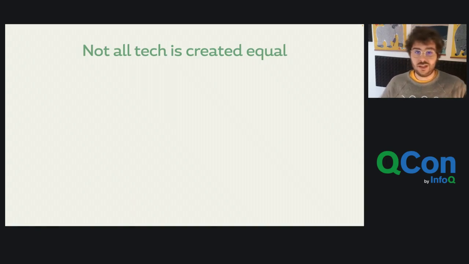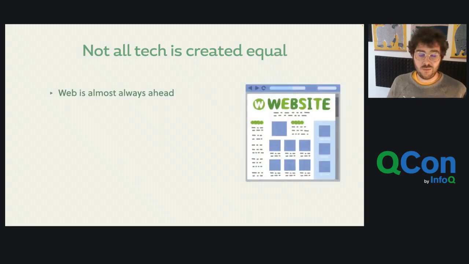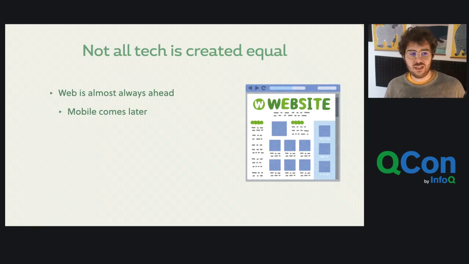And this kind of leads us to also discussing the fact that, in almost all cases, especially for companies that have existed for a while, web has always been ahead. It tends to be ahead because mobile generally comes later. I'm not saying it's necessarily an afterthought, but web is the easiest and most straightforward way to get something out there.